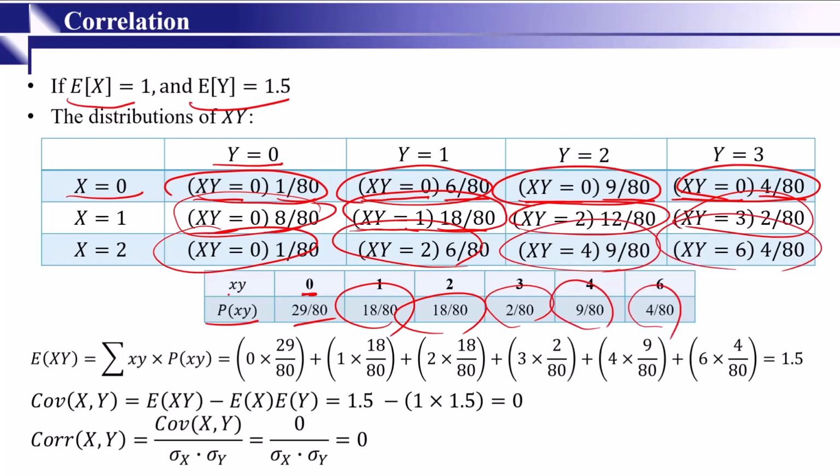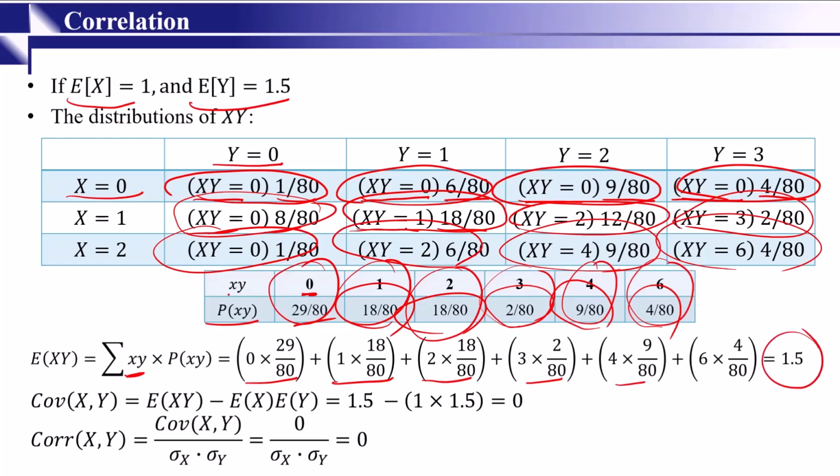Then the expected value of x multiplied by y is x multiplied by y multiplied by the probability of x and y. So this is the weighted average. For the 0, we find this one: 0 multiplied by 29 by 80. For 1, 1 multiplied by 18 by 80. For 2, 2 multiplied by 18 by 80. 3 multiplied by 2 by 80. 4 multiplied by 9 by 80, and sigma. And if you do this calculation, you will come up with 1.5.